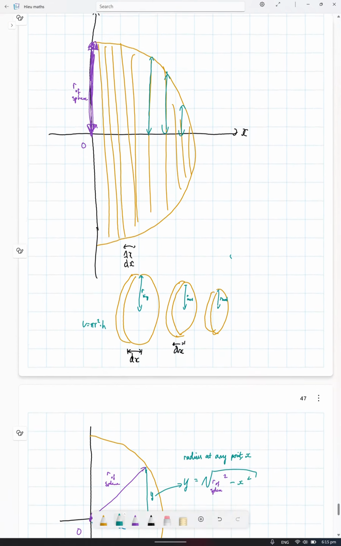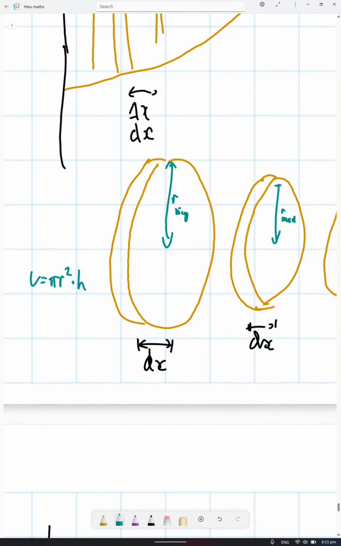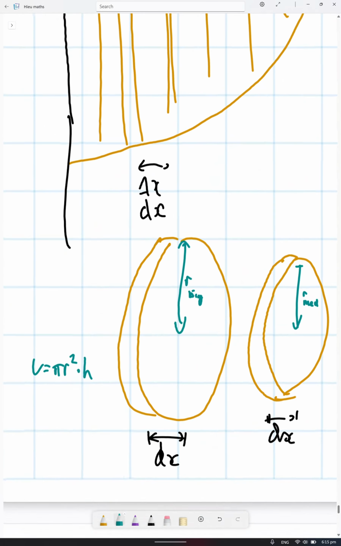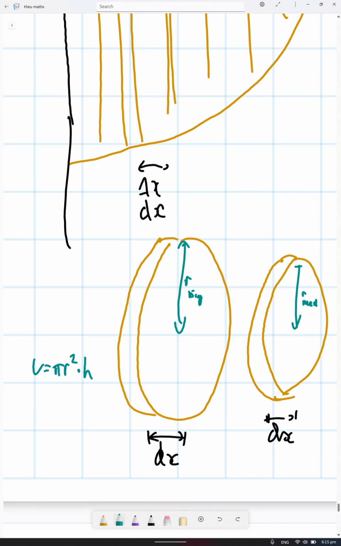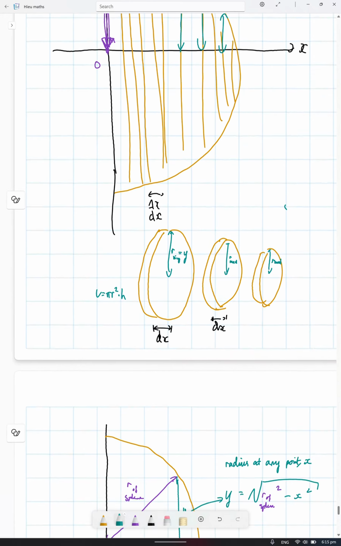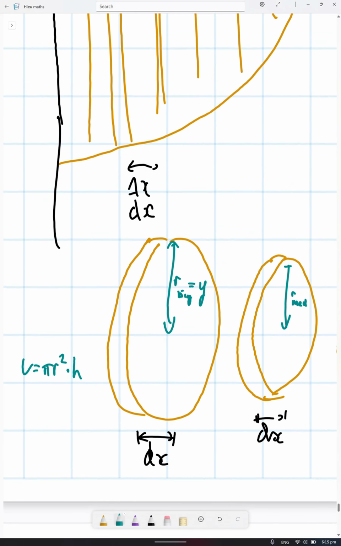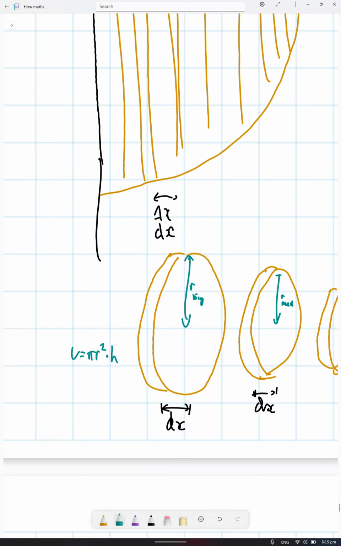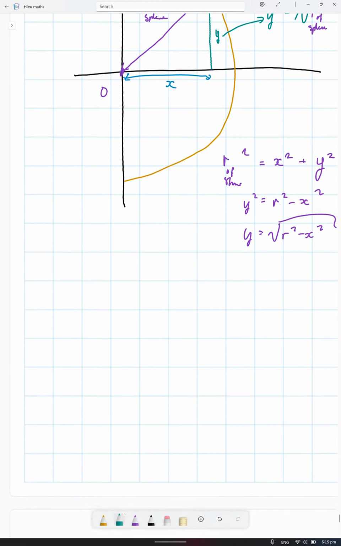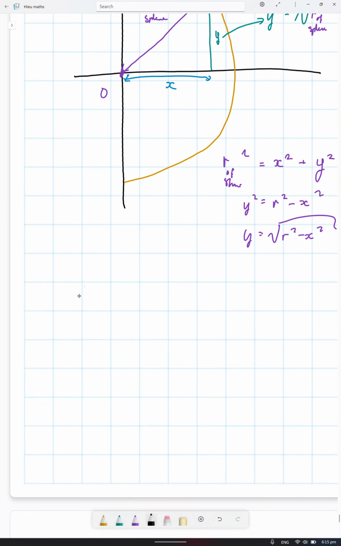Okay, so now let's look at these. Remember, what's the volume of one of these cylinders, of any of these cylinders? It is pi times r squared. R is this thing, and in this case we denote it as y because it's just the y value here, the radius at any point x. R big is just the y value at the x value that gives r big. So this is just y. So r big times height. I'm going to rewrite it down here. Let's write it like this.